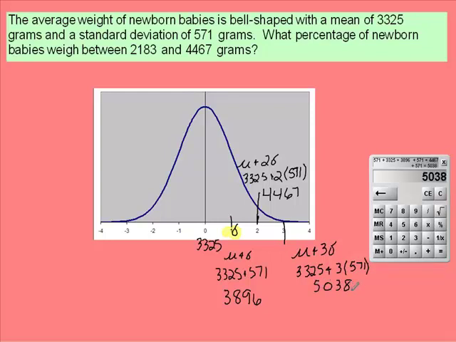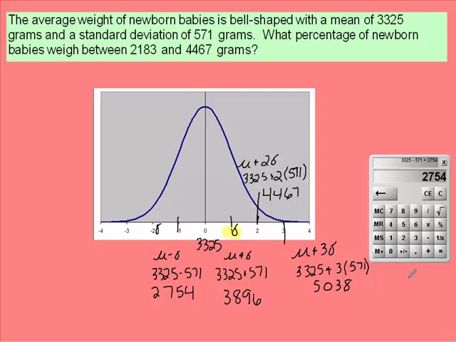for an answer of 5,038. But I have to backfill for my lower sigma limits, meaning mu minus sigma. 3325 minus 571. 3325 minus 571 equals 2,754. That's a 4. Two sigma limits, meaning subtract 2 sigmas.